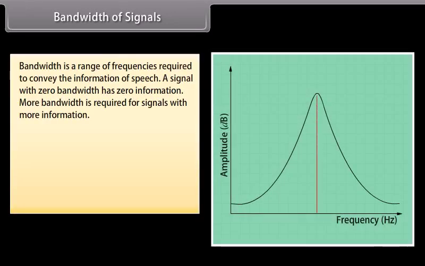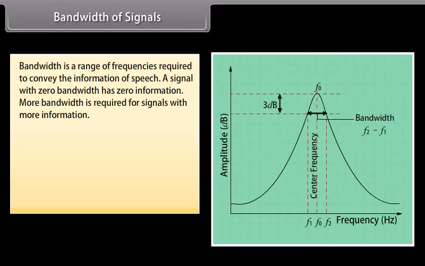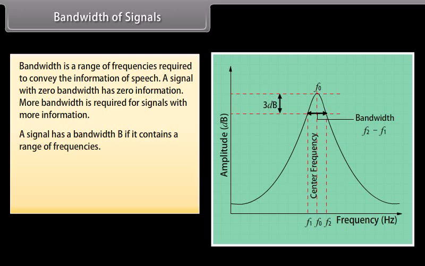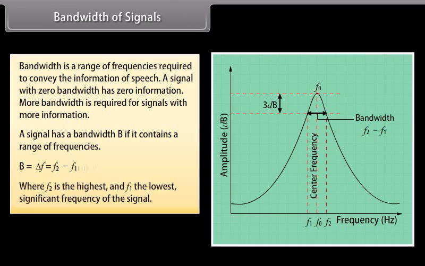Bandwidths of signals. Bandwidth is a range of frequencies required to convey the information of speech. A signal with zero bandwidth has zero information. More bandwidth is required for signals with more information. A signal has a bandwidth B if it contains a range of frequencies. B is equal to delta F is equal to F2 minus F1, where F2 is the highest and F1 is the lowest significant frequency of the signal.